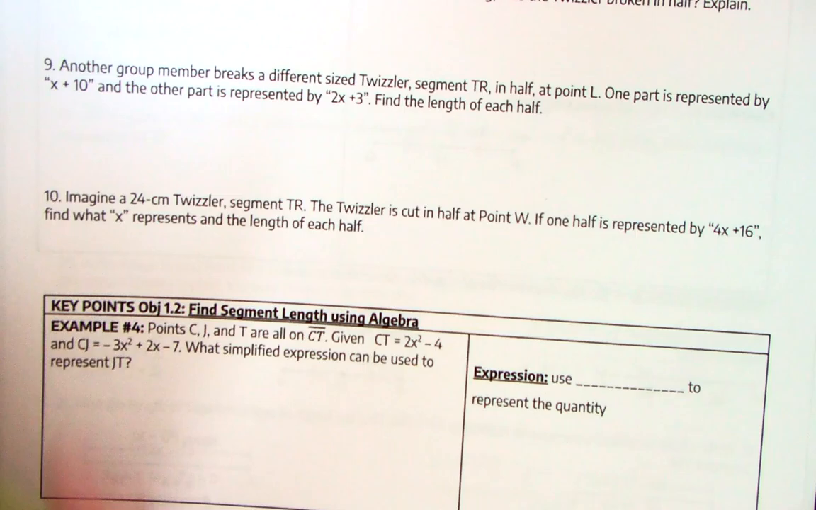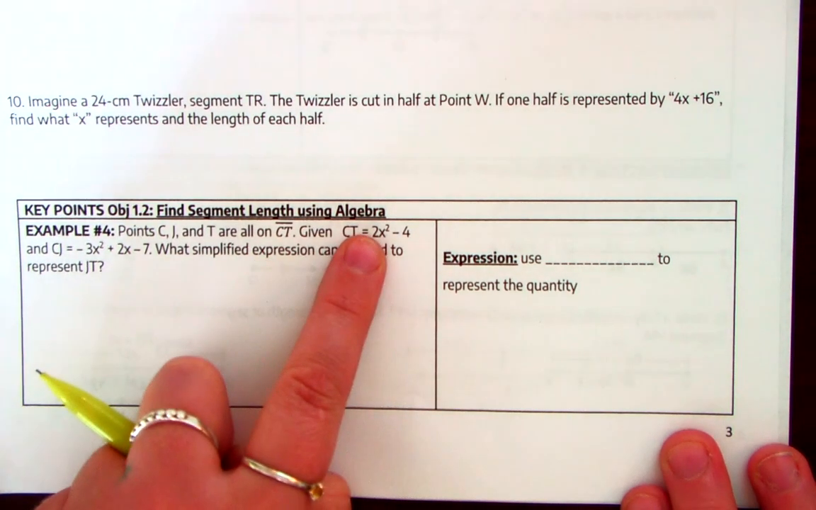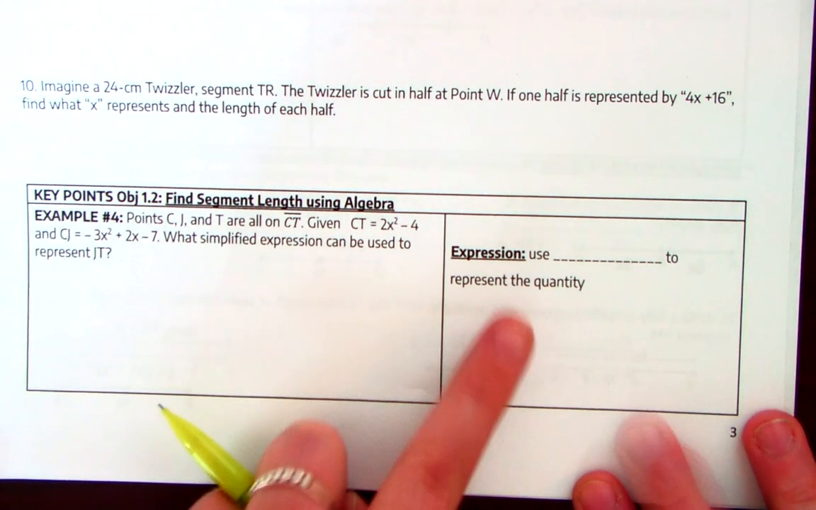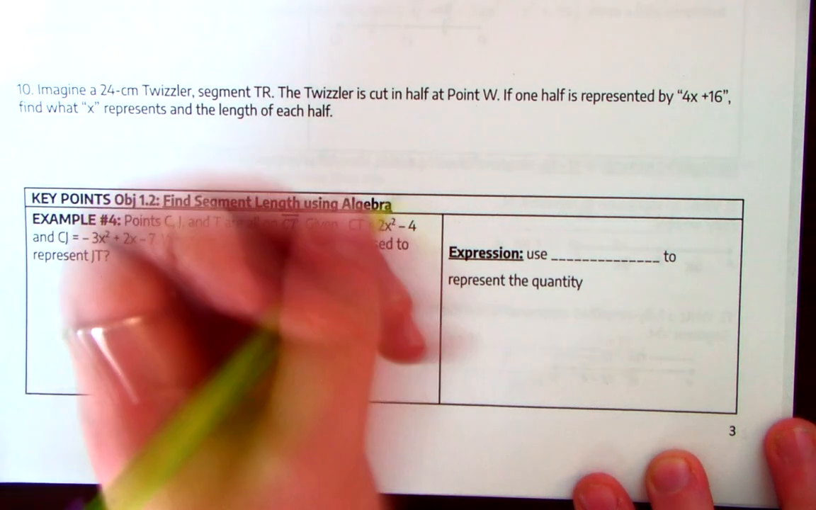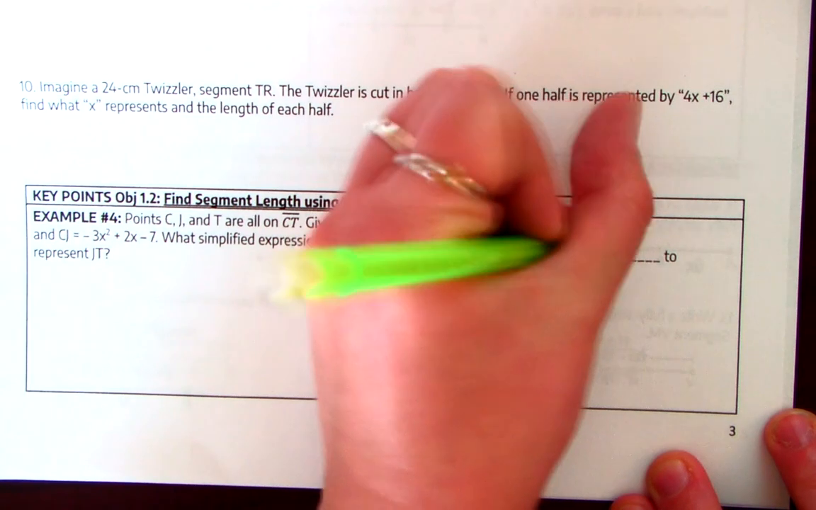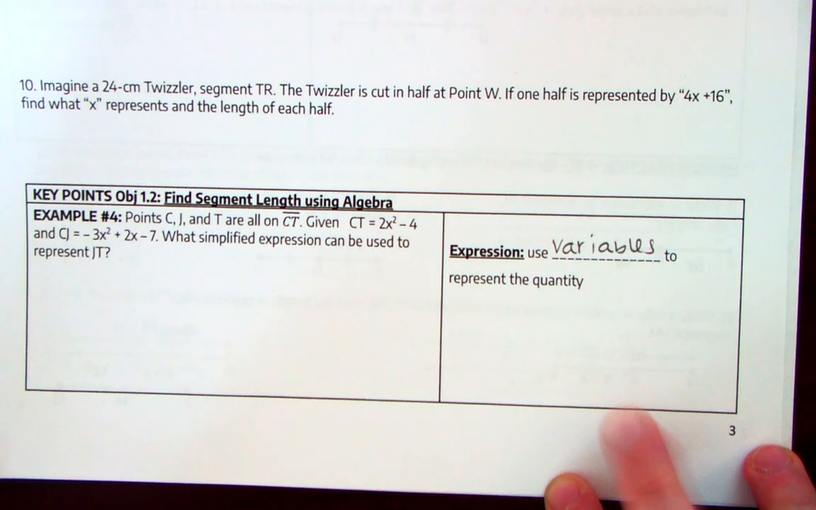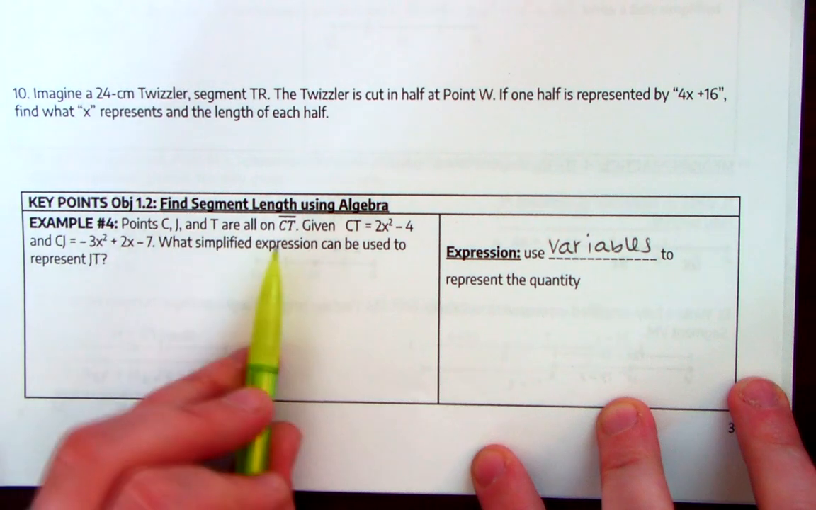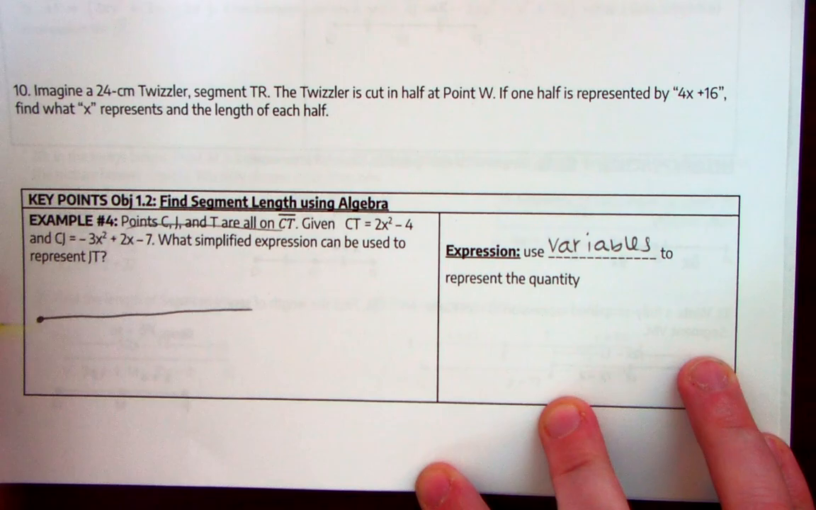In our next key points box, so if we jump to page 3, we're going to start using algebra to find or express segment lengths. So sometimes we might use an expression to represent the length. The expression is when we use variables to represent the quantity. Okay, so if I see example 4 like this, it says points C, J, and T are all on segment CT. So I'm immediately going to start drawing a picture of that. So I see CT.